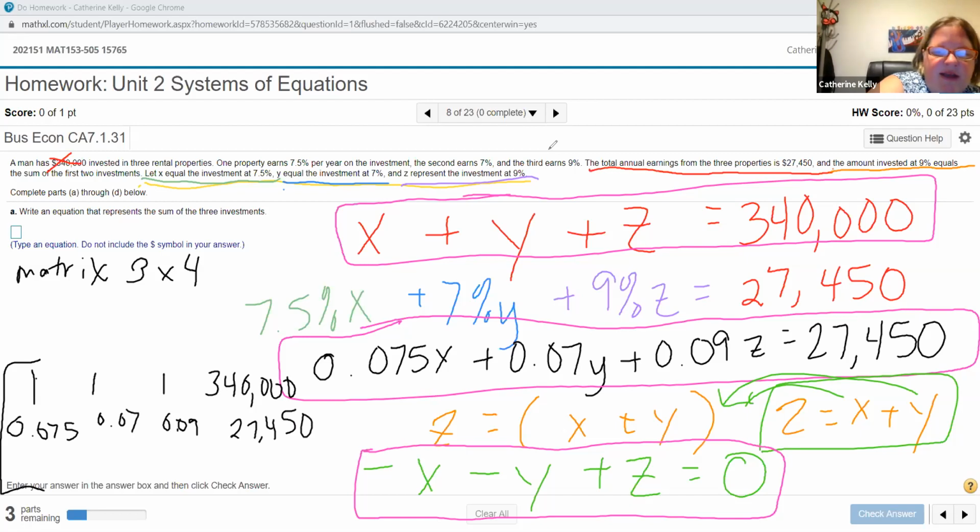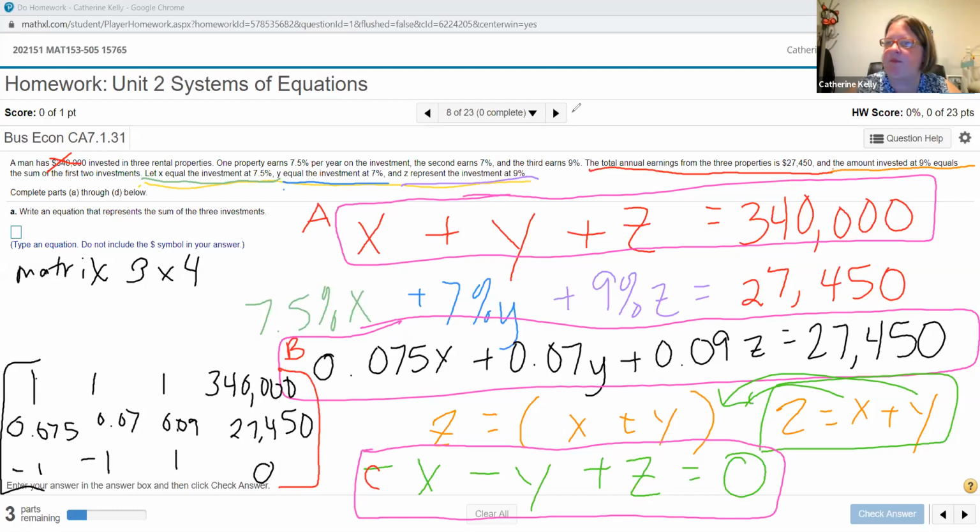And then my last equation, I have a -1, a -1, a +1, and a 0. And that's my matrix. And then I can answer the questions. So A says, write the equation for that. And so this is A. This is B. And this is C. I put it in my calculator under this matrix, and I'll get the answers that they're going to ask me for.